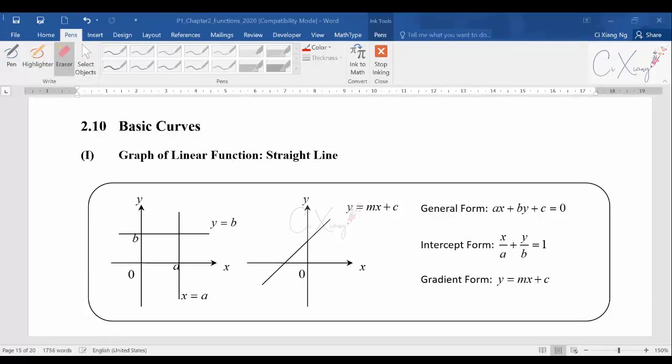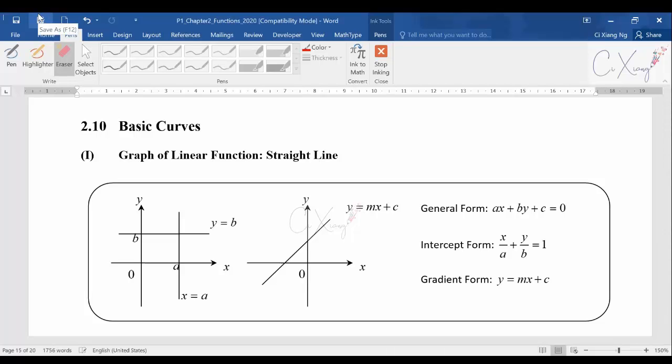Right, so for today's lesson, we are going to discuss how to use the concept of transformation of graph to sketch the details of the graph, and also to make sure that we can explain or describe the transformation if the question wants you to explain it. Okay, so let's start with some very basic graph first, basic curve.